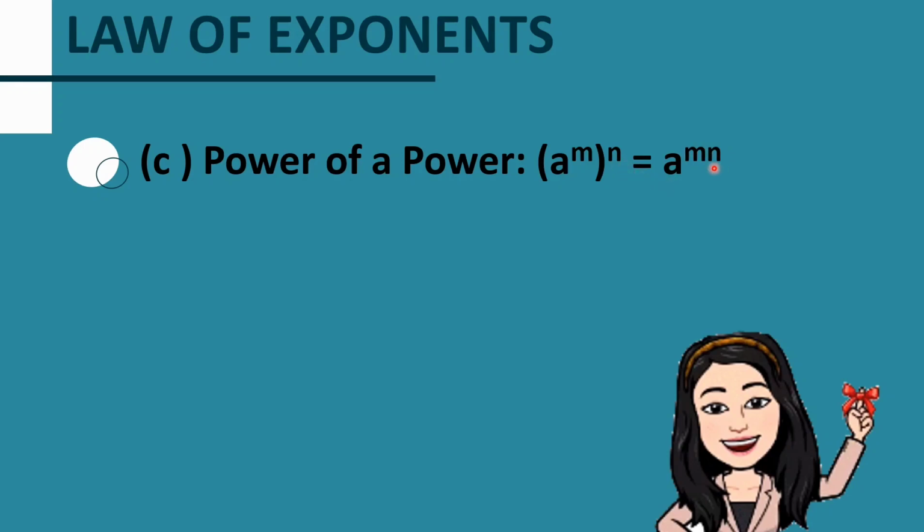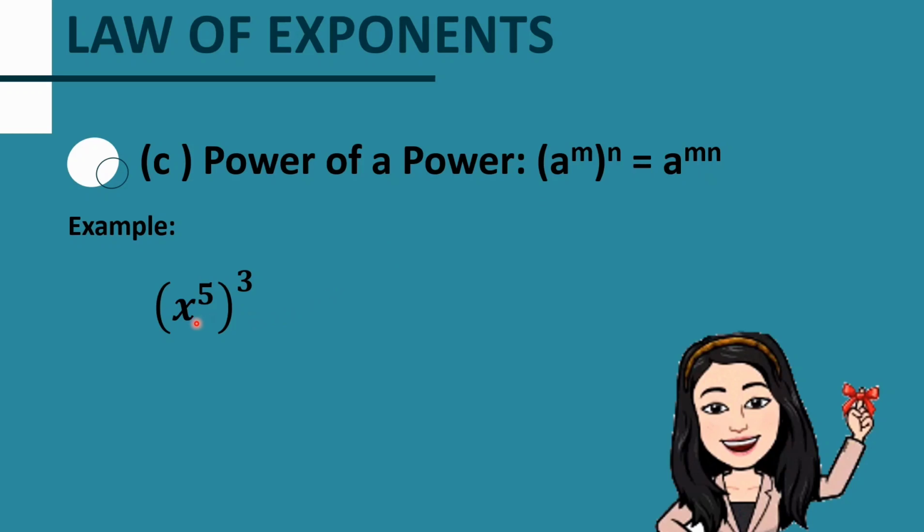So ano ang ginawa natin sa kanyang exponents? Doon sa dalawang power, okay, i-multiply lamang natin yung dalawang power, si m at saka si n. So meaning to say, a raised to the m raised to the power of n is equal to a raised to the m n power. M times n power. Let's have an example.